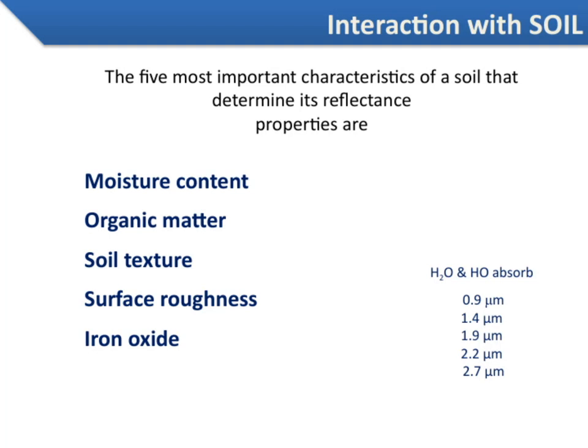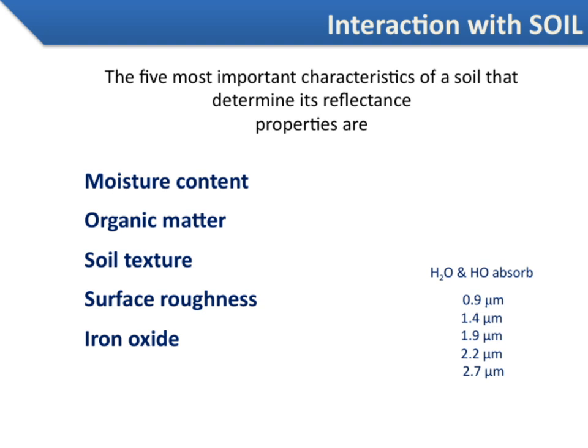When we talk about how soil interacts with light, there are 5 key characteristics to consider that really influence its reflectance properties. First, moisture content. How wet or dry the soil is can dramatically change how it reflects light. Wet soil tends to absorb more, making it appear darker, while dry soil reflects more light. Next is organic matter, which includes decomposed plant and animal material. Higher organic content typically darkens the soil and affects its reflectance as well.